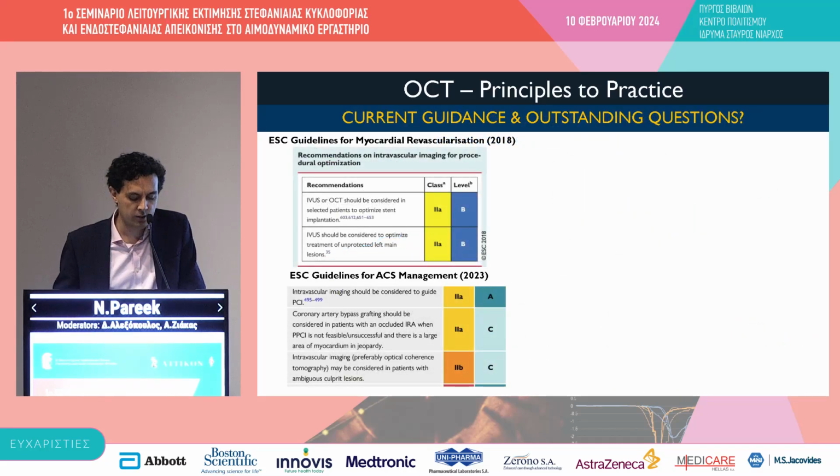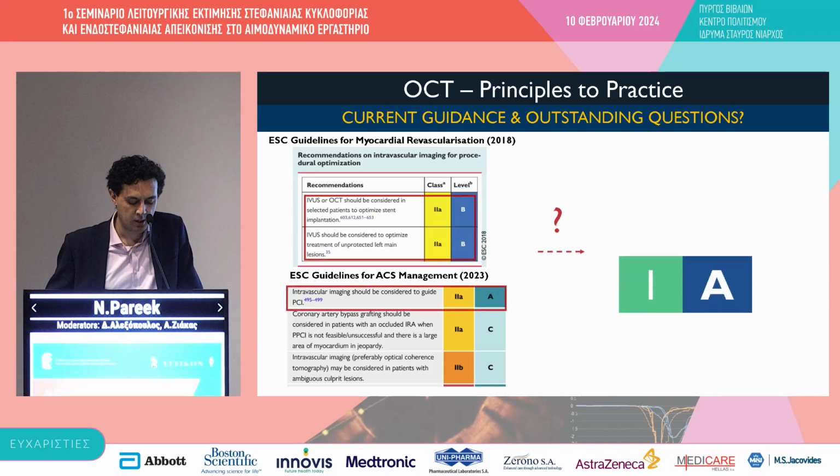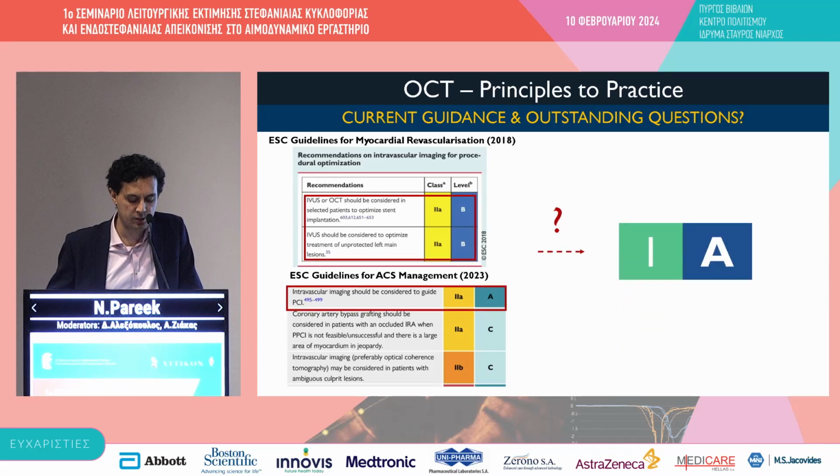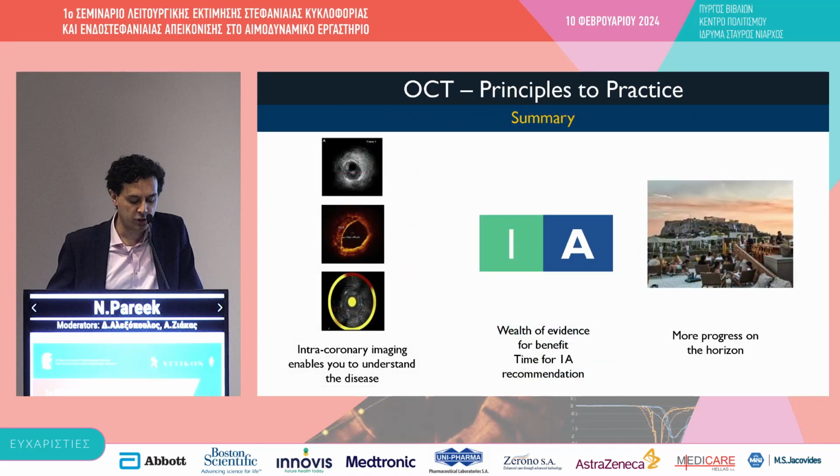So where are we with guidance? Well, still a 2AB recommendation for IVUS or OCT, even for left mainstem, quite surprising, I think, but outmoded. These are over 6 years old now, and I understand these are due to be upgraded, and I really do feel now is the time for a 1A recommendation.